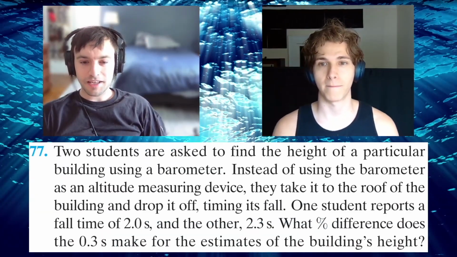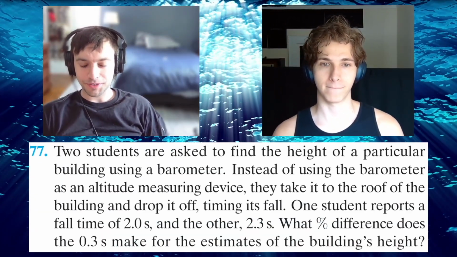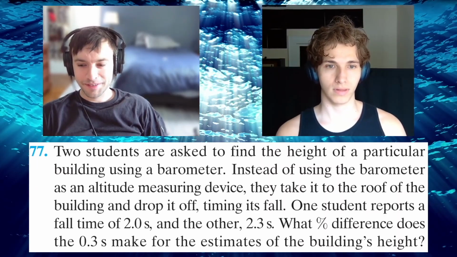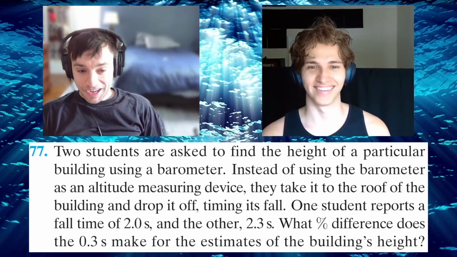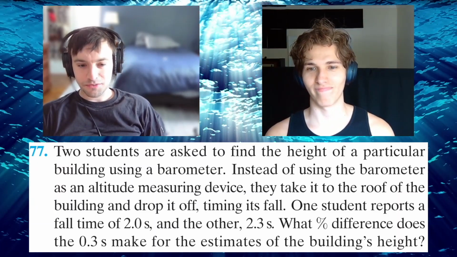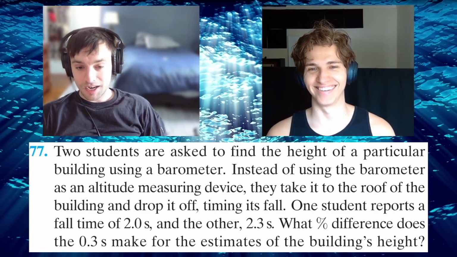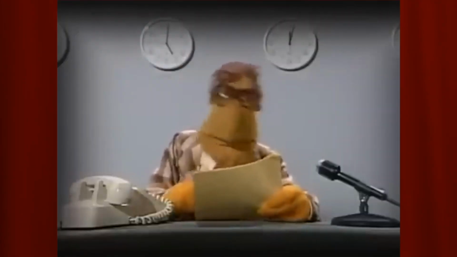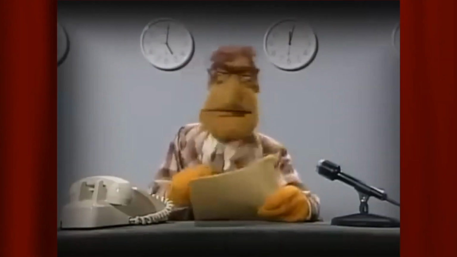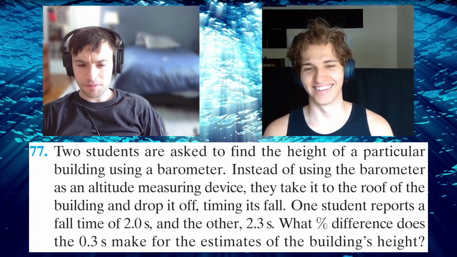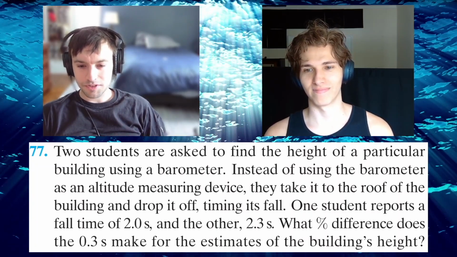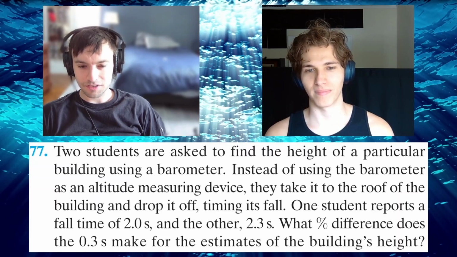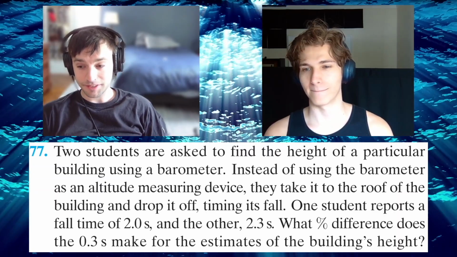Two students are asked to find the height of a particular building using a barometer. Okay, they're confused, but they got the spirit. Instead of using the barometer as an altitude measuring device, they take it to the roof of the building and drop it off, timing its fall. The Weather Service reports that barometers are falling sharply. Oh no! One student reports a fall time of 2 seconds and the other 2.3 seconds. What percentage of difference does the 0.3 seconds make for the estimates of the building's height?